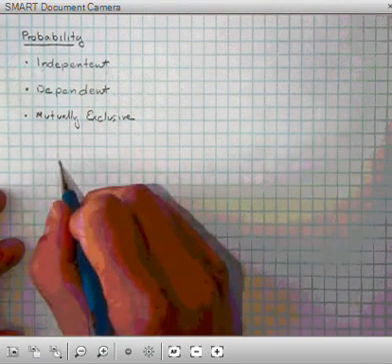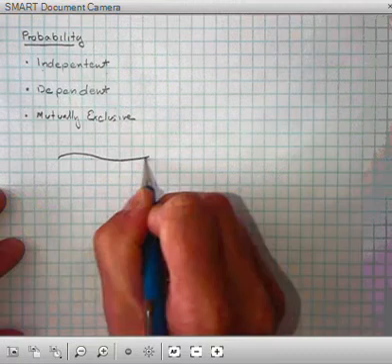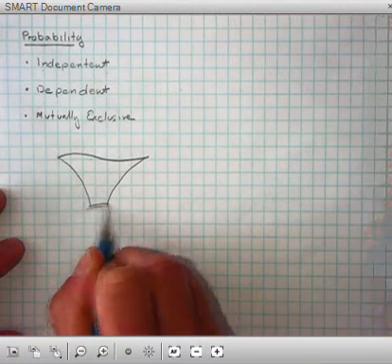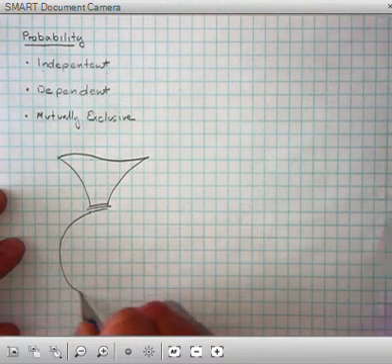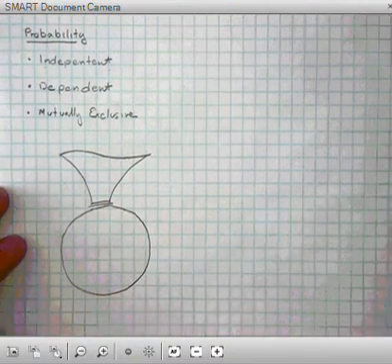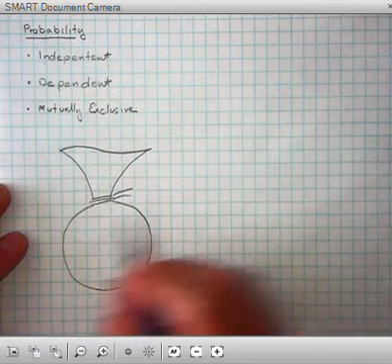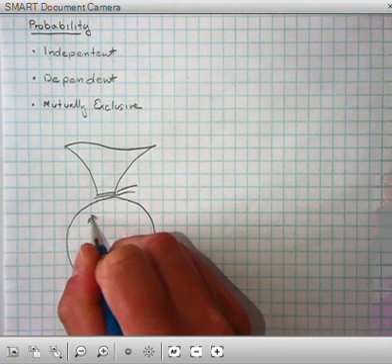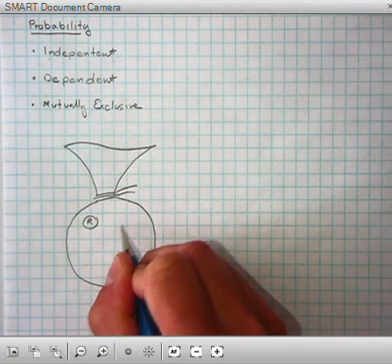Let's look at a simple example here. Let's draw a bag. And let's put in some marbles.